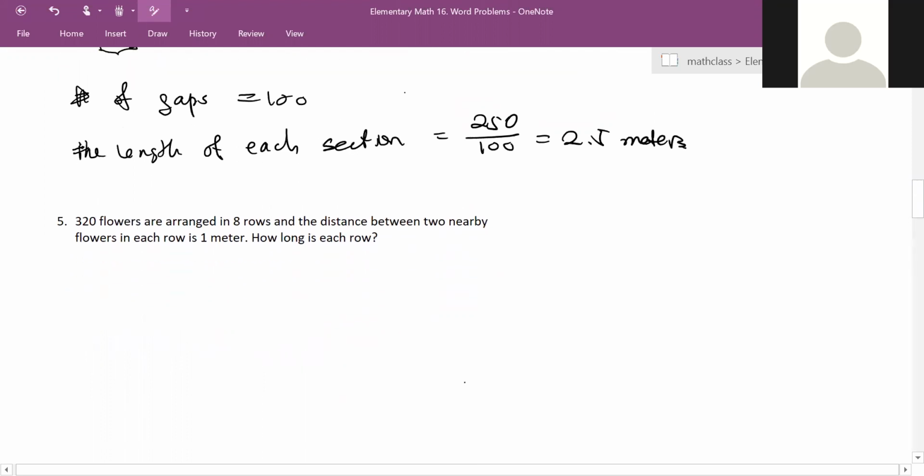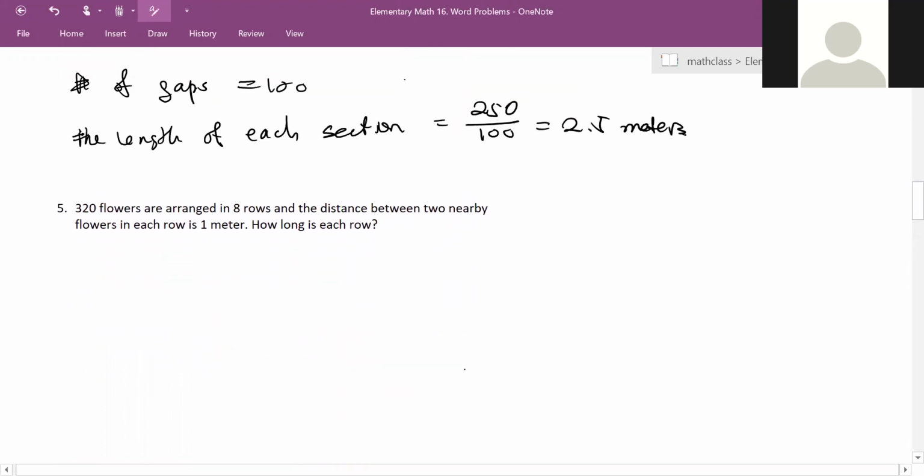All right. So the next problem, I'll give you enough time. 320 flowers are arranged in 8 rows, and the distance between 2 nearby flowers in each row is 1 meter. How long is each row? Again, you should draw 8 rows, like draw the lines, pieces, right?